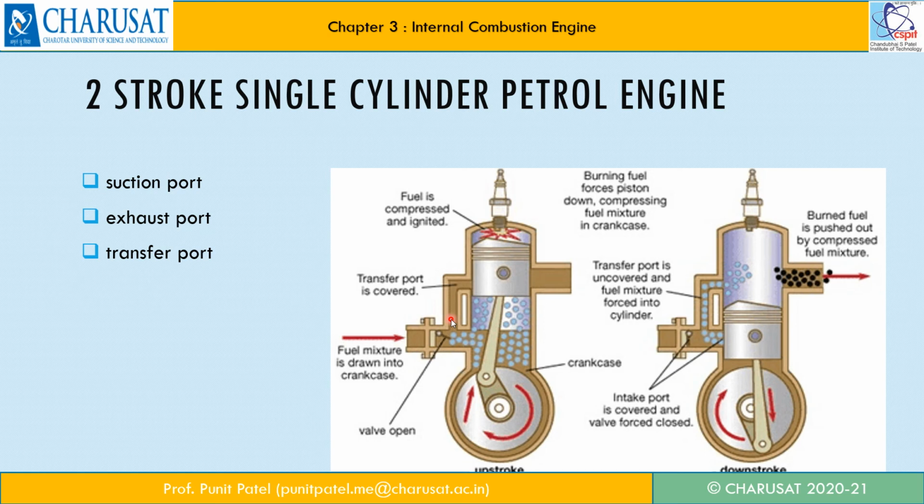So the two-stroke engine requires two strokes of the piston, or one revolution of the crankshaft, to complete the cycle. Ports are used instead of valves in the two-stroke engine. The exhaust gases are expelled out of the engine cylinder by the fresh charge of fuel entering the cylinder. This is known as the scavenging effect. So we will definitely discuss in detail the scavenging effect.